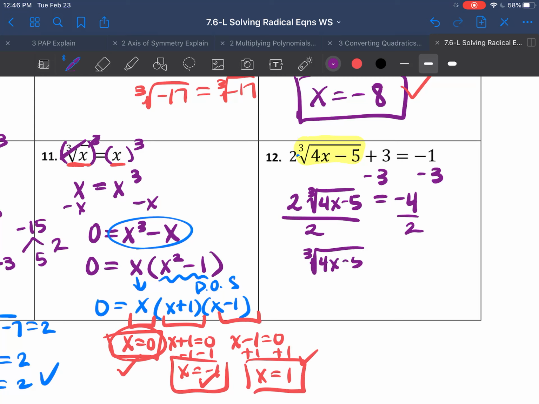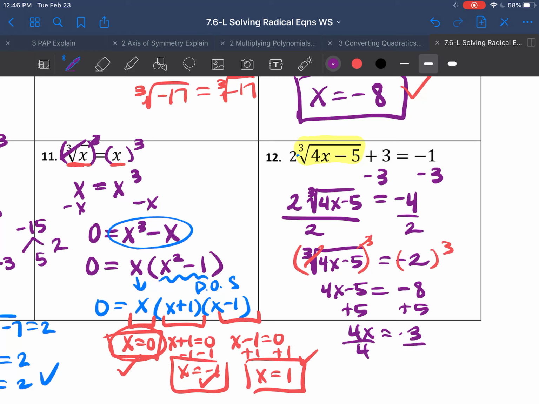So cube root of 4x minus 5 equals -2. And remember, it's okay for a cube root to equal a negative number. It is not okay for a square root to equal a negative number. The range of a cube root is all real numbers. You're allowed to get negatives again. Okay, and so now to undo that, I cube both sides, leaving me with 4x minus 5 on the left. -2 cubed is -8. Don't say +8. You will miss it. Add 5. And divide by 4.